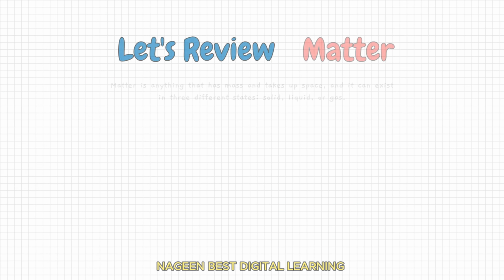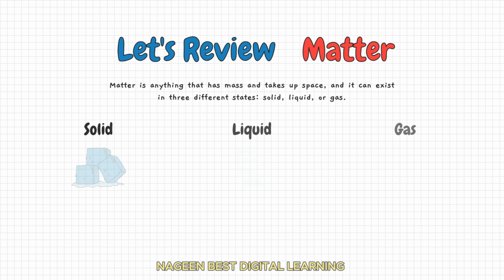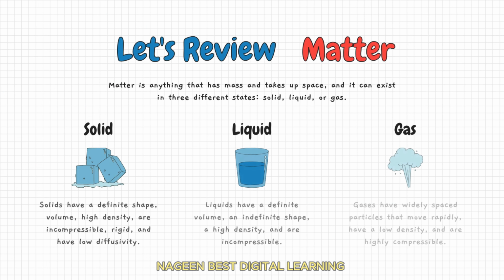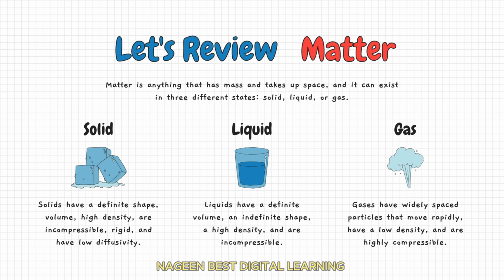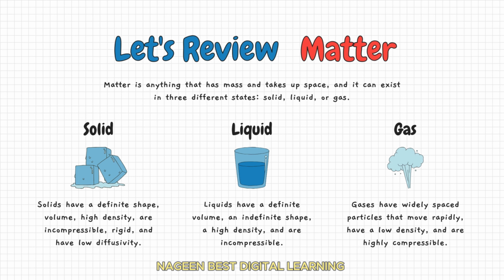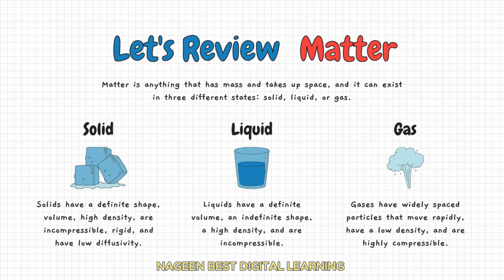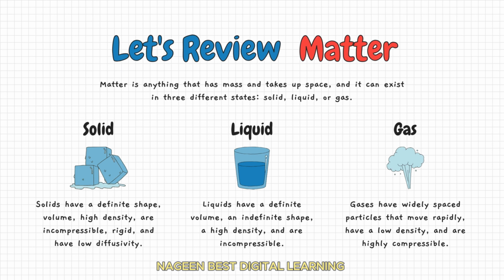Matter is anything that has mass and takes up space, and it can exist in 3 different states: solid, liquid, or gas. Solids have a definite shape, volume, high density, are incompressible, rigid, and have low diffusivity. Liquids have a definite volume, an indefinite shape, a high density, and are incompressible. Gases have widely spaced particles that move rapidly, have a low density, and are highly compressible.